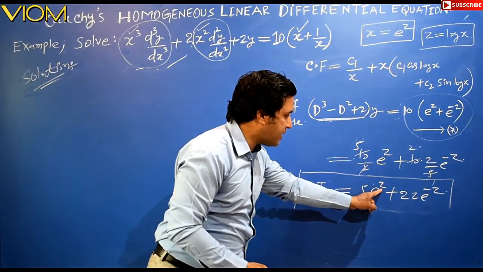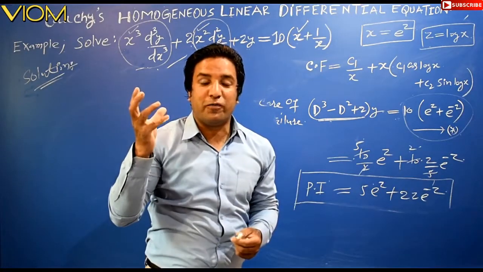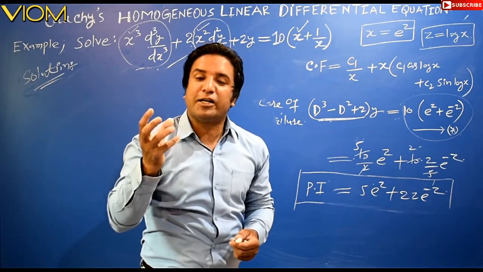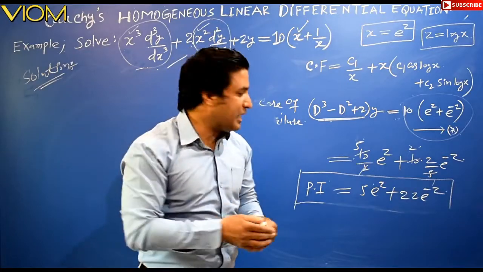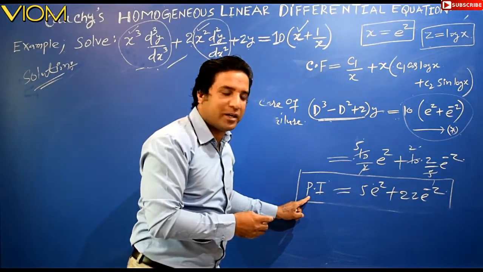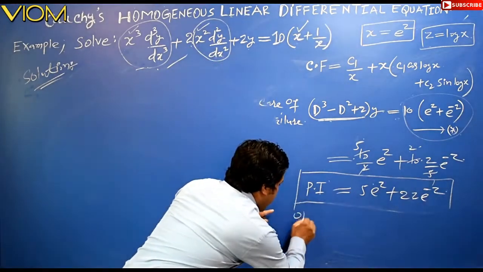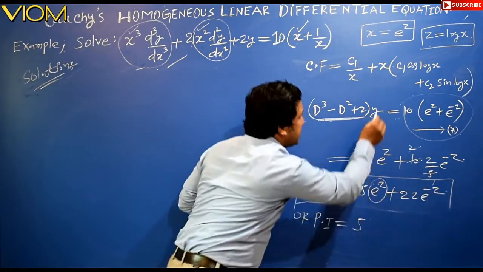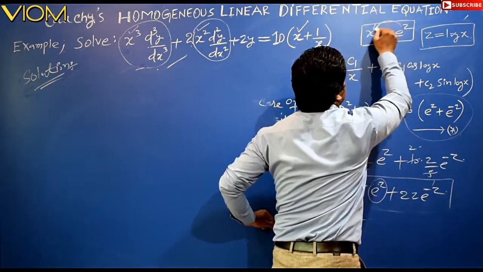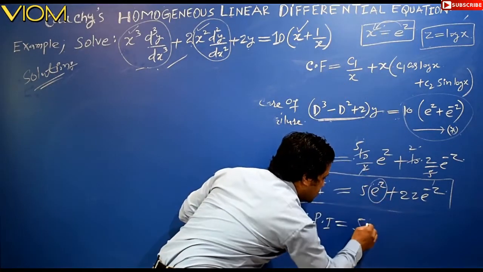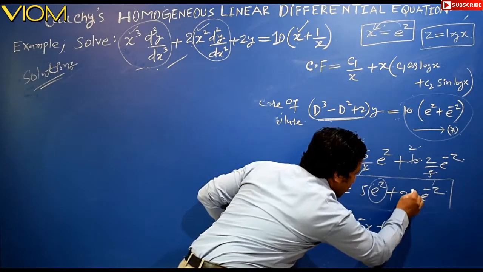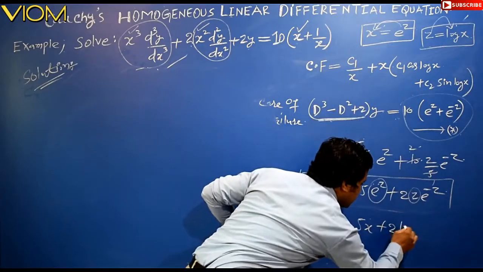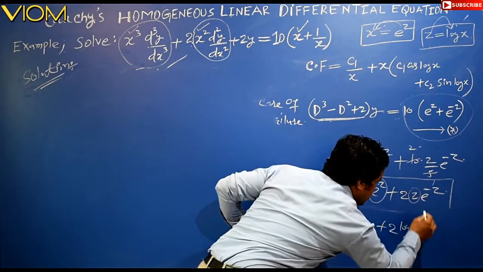It contains the variable z, but our given differential equation, which is a Cauchy's homogeneous linear differential equation with variable coefficients, contains the variable x. That means I must convert the particular integral again in terms of x. So the particular integral is equal to 5 times e raised to the power of z. What is e raised to the power z? It is x. So we can write x plus twice times z, where z is equal to log of x. That is, we can write log of x.